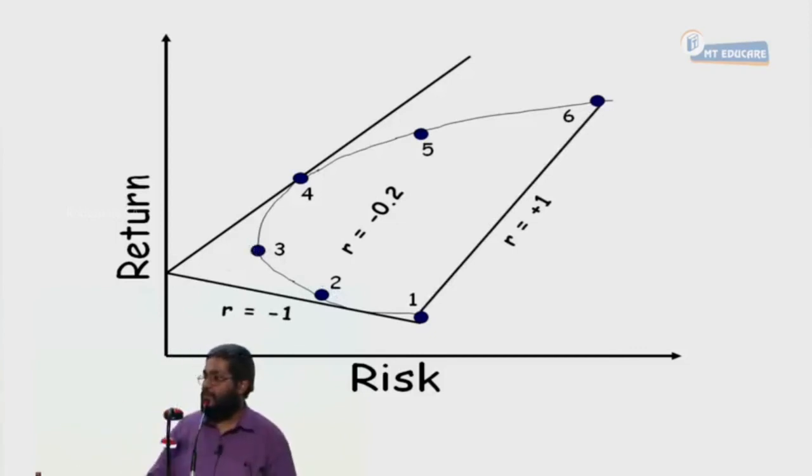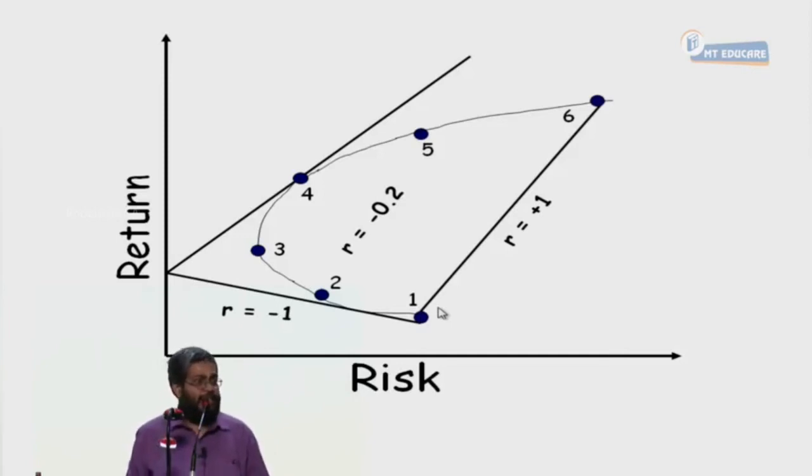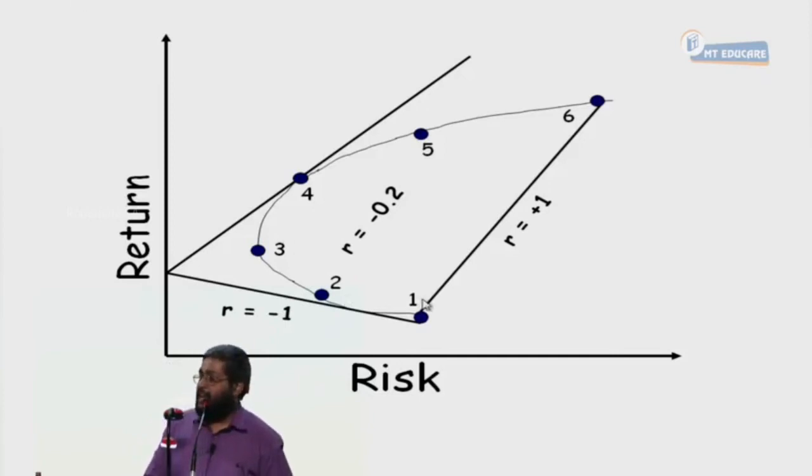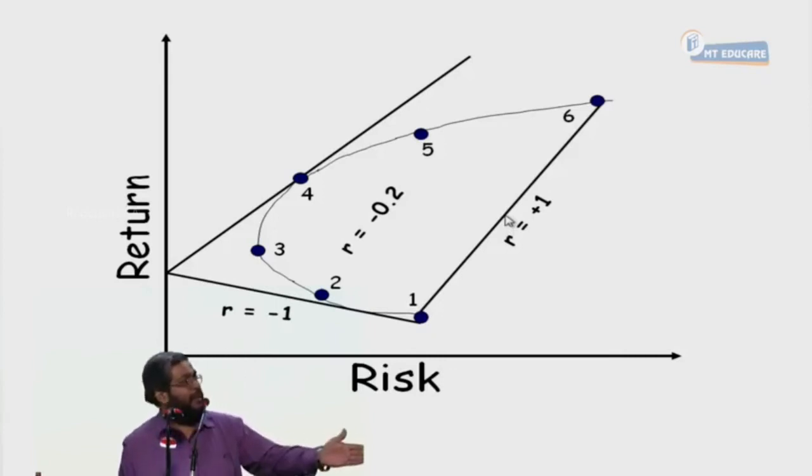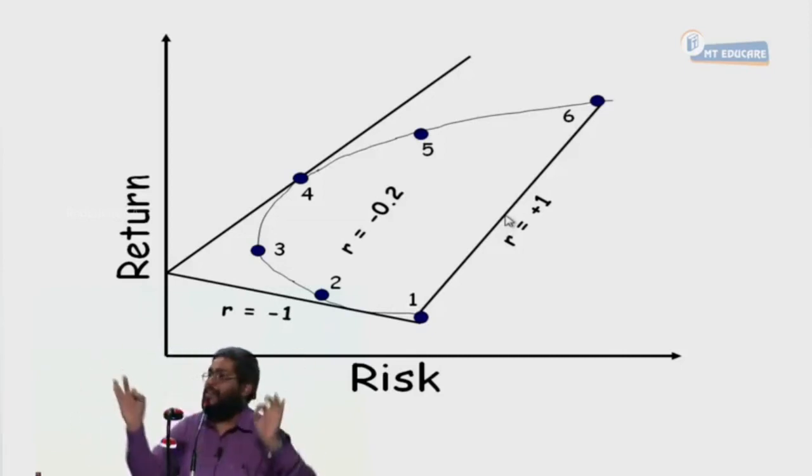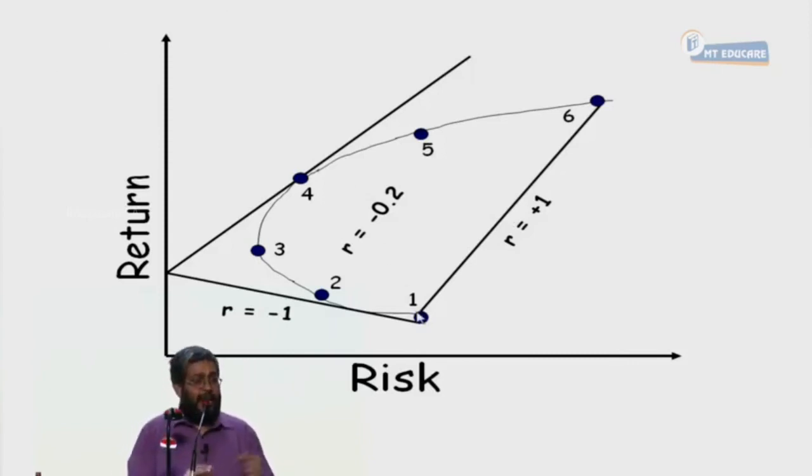See, when r is equal to plus 1, correlation is plus 1. Will diversification reduce risk or will not reduce risk? Will not reduce risk. That is why when you inject more and more of B, the return increases, the risk also increases. There is no leftward movement because there is no risk reduction from diversification when r is equal to plus 1. This point, are you following or not? When correlation is positive, through combination, can I reduce the risk? Cannot reduce the risk.